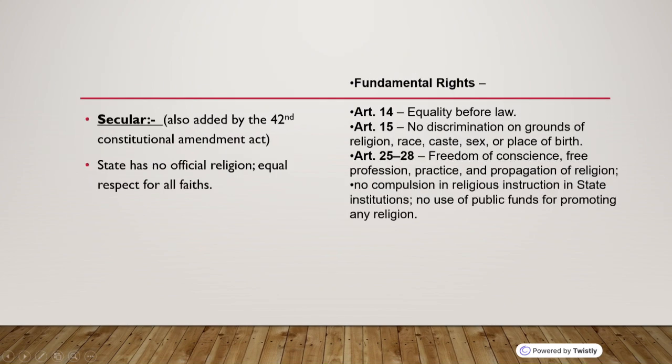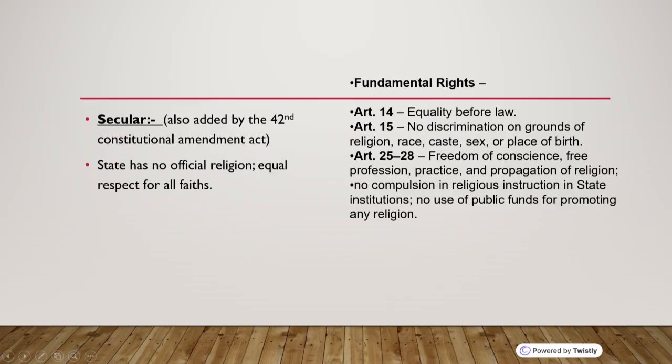The third word, secular, was also added by the 42nd Constitutional Amendment Act of 1976. The word secular means the state has no official religion and has equal respect for all faiths. That is, the state does not discriminate one religion over the other. The country has no official religion, so it has to treat every religion as equal.